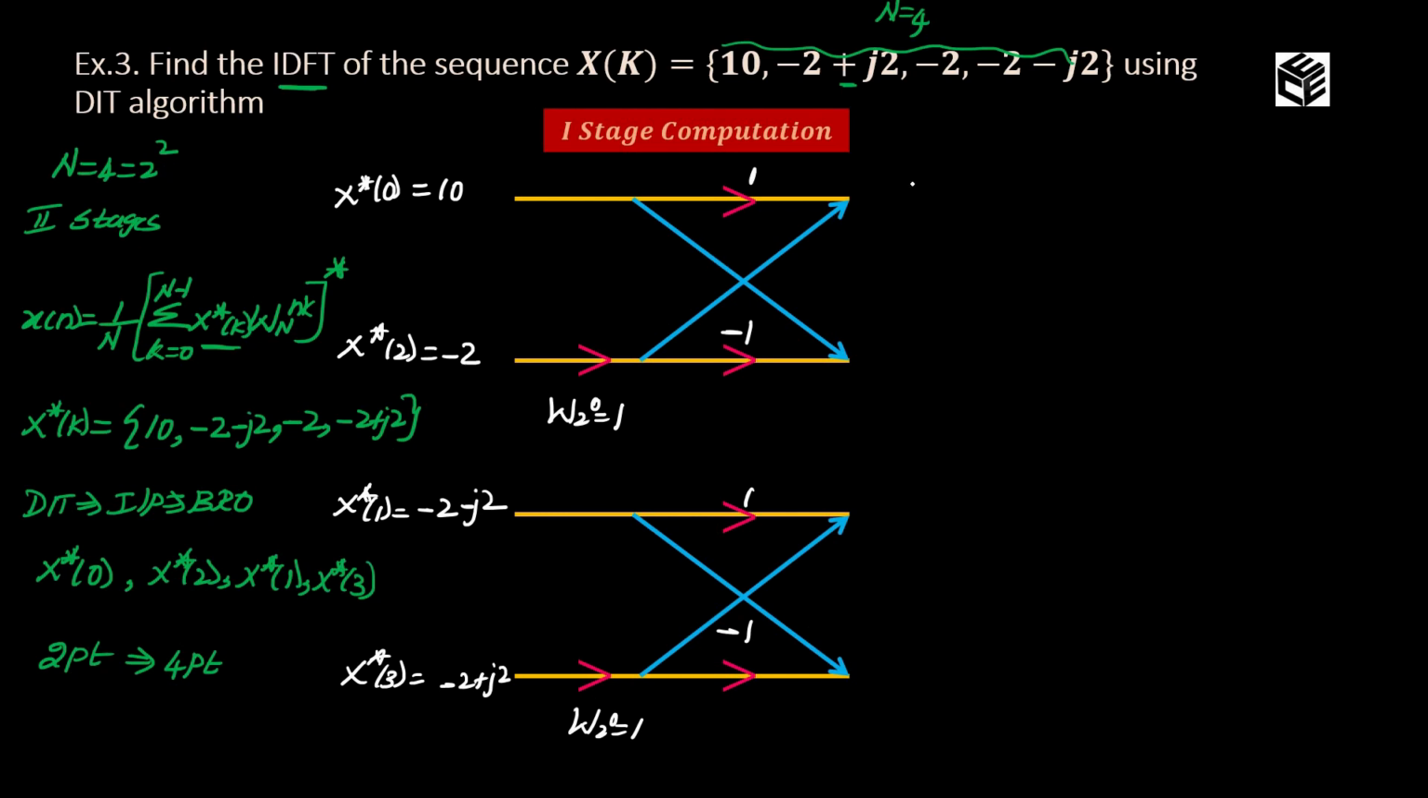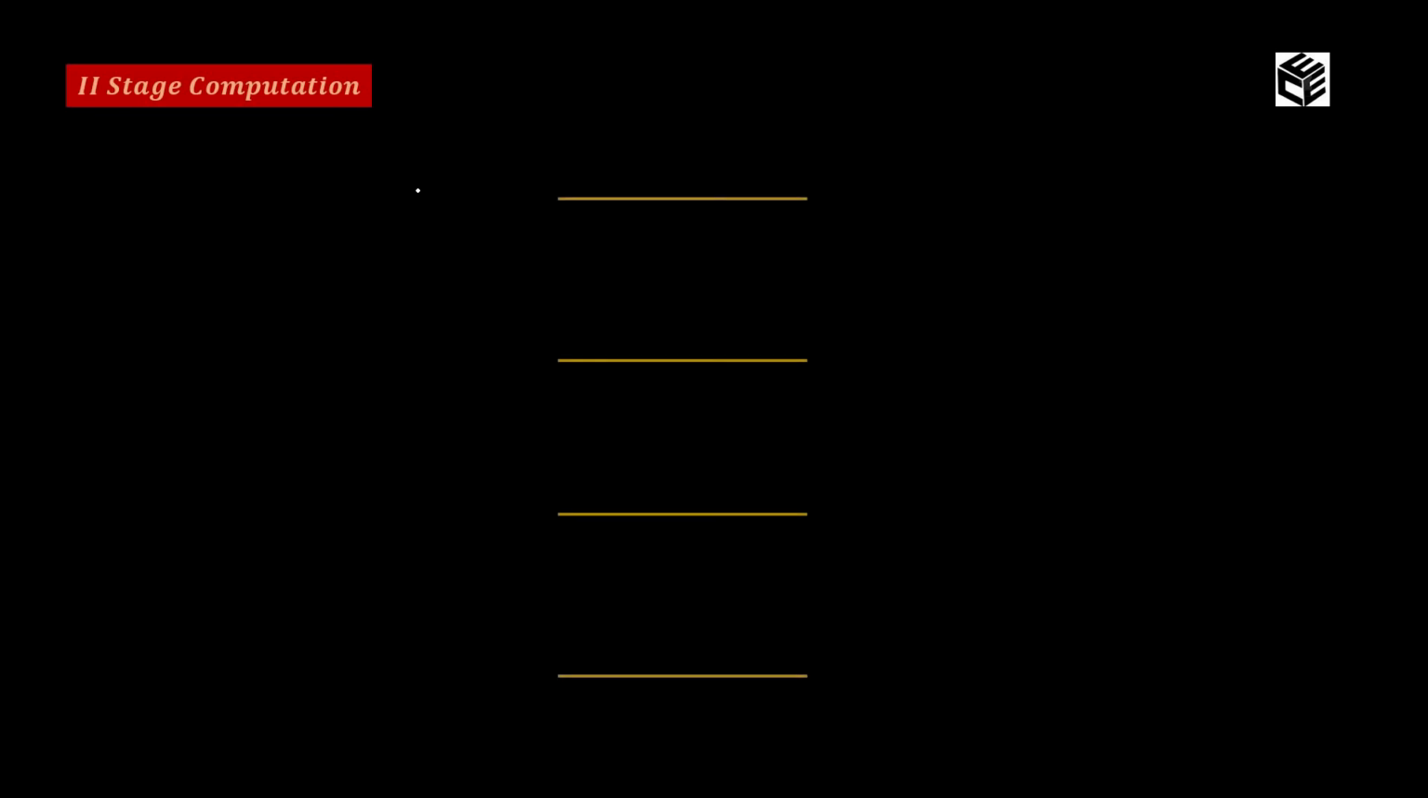So the answers are 10 minus 2 is equal to 8. And here it is 10 plus 2 is equal to 12. And here it is minus 2 minus j2 minus 2 plus j2. So plus j2 and minus j2 cancel each other, so it is minus 4. And here it is minus 2 minus j2 plus 2 minus j2. So plus 2 and minus 2 cancel each other. The value is minus j4. I'm going to substitute this as an input to the second stage. So it is 8, 12, minus 4, minus j4.